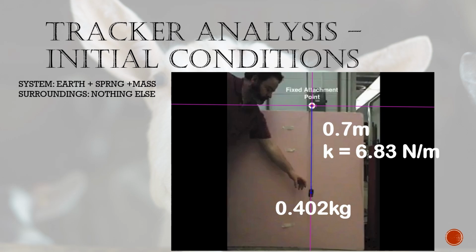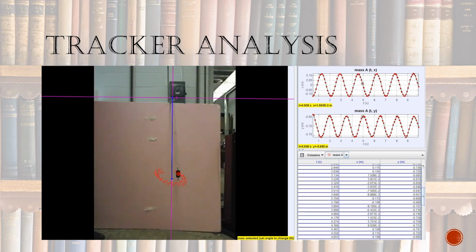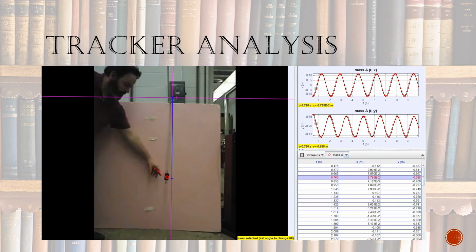Here, our system consists of the mass, spring, and earth. The surroundings consist of nothing else, as we expect no external work to be done on the system. The position of the mass was then tracked frame by frame, as shown in this video. The x and y coordinates were then recorded and stored in a CSV file.